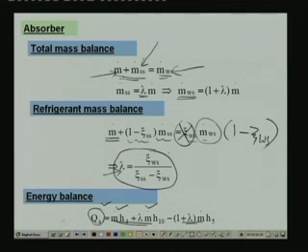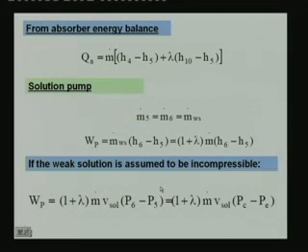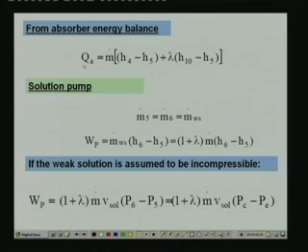Now we can also write this expression in this form. The absorber load QA can also be written as m dot, which is common, into H4 minus H5 plus lambda into H10 minus H5. The term H4 minus H5 is the difference in enthalpy as the refrigerant vapor at state 4 is converted into solution at state 5. So this accounts for the phase change of the refrigerant from vapor to solution. And this term accounts for the sensible heat transfer part, that is the sensible heat to be transferred as the solution at condition 10 is cooled to solution at condition 5.